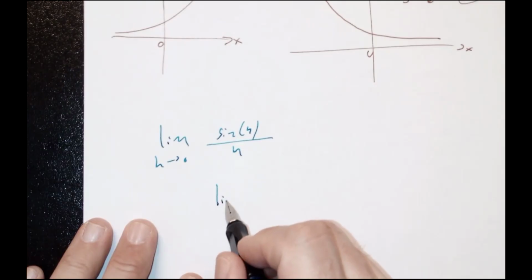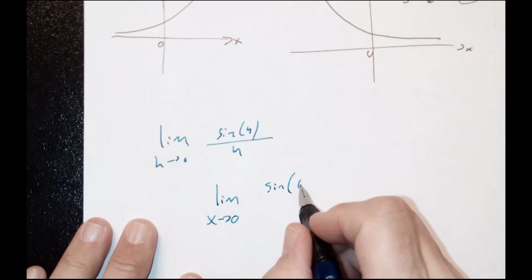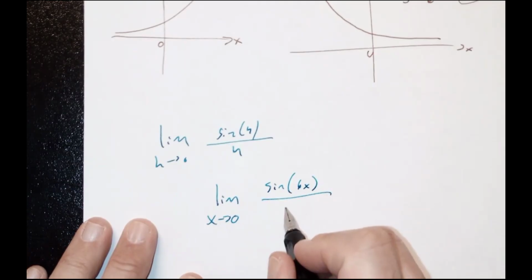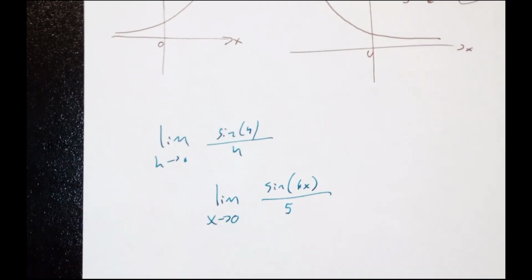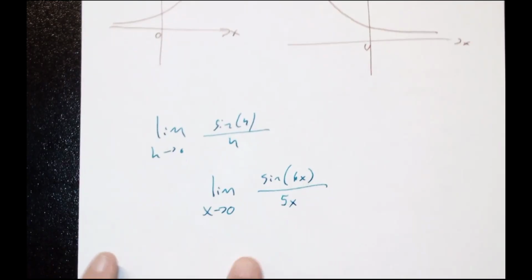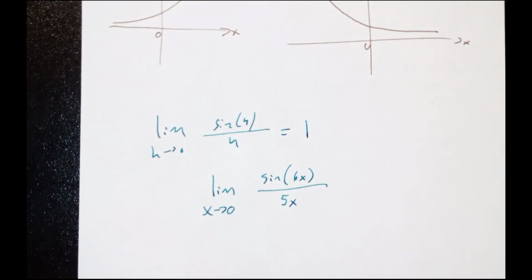What if I had the limit as x goes to 0 of sine of 6x over 5? I'm sorry, 5x. That's not the same thing on top and bottom, right? I can't do that. It's still going to give me 0 over 0, but they don't match like this one does. If they matched, I know this limit is 1. So this should somehow be related to that.